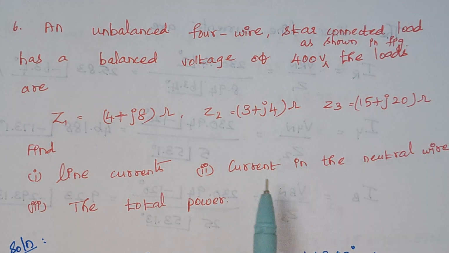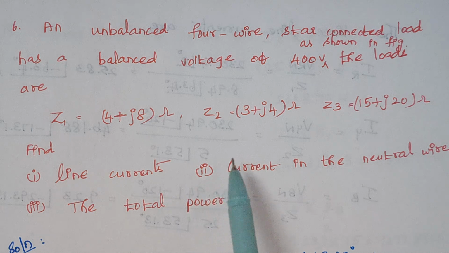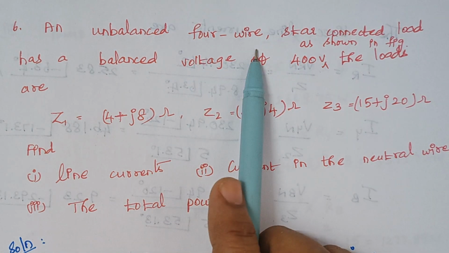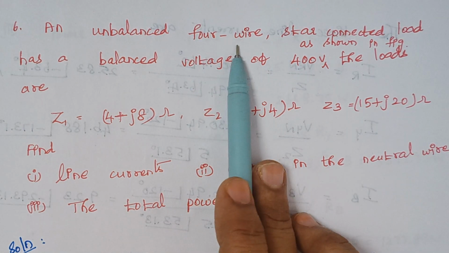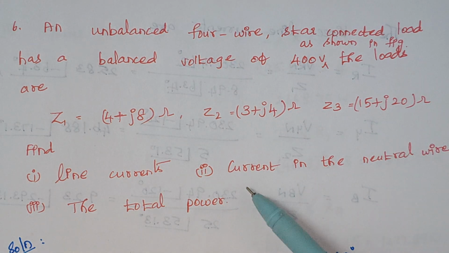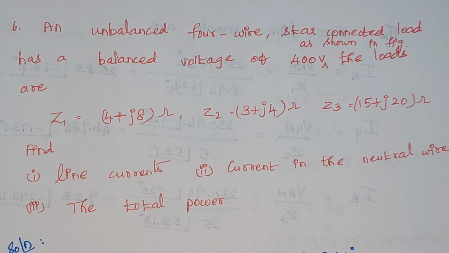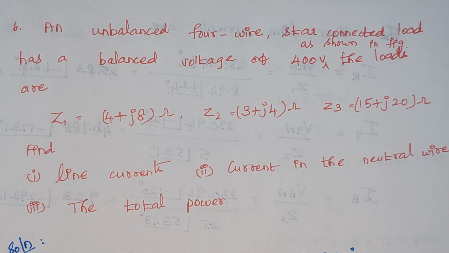So here, since you see this is an unbalanced network, that is the load is unbalanced and it is a 4-wire system. So what is your fourth wire? It is our neutral wire, right? So apart from RYB, that is a neutral wire. So here we need to calculate the current in neutral wire and finally the total power, right? So the first step is here.